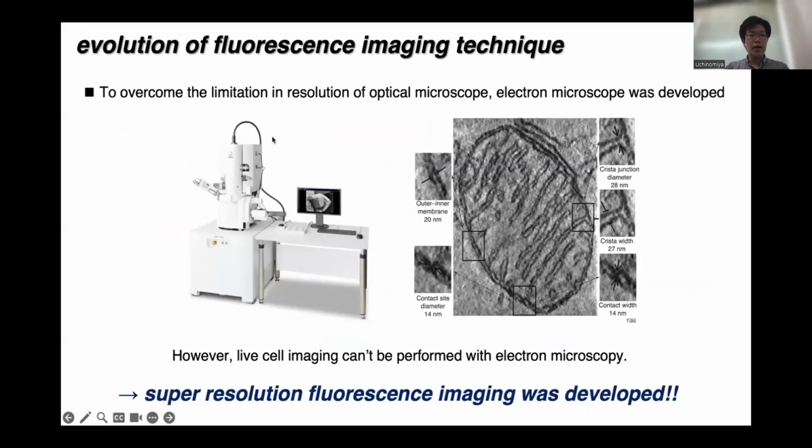And last time, I explained electron microscopy for overcoming this limitation. In this method, electrons are used for detection of the target instead of light. That's why the electron microscope can provide the detailed structure of the sample. However, live cell imaging can't be performed with the electron microscope. So that's why researchers wanted to conduct live cell fluorescence imaging, super resolution imaging with fluorescence.